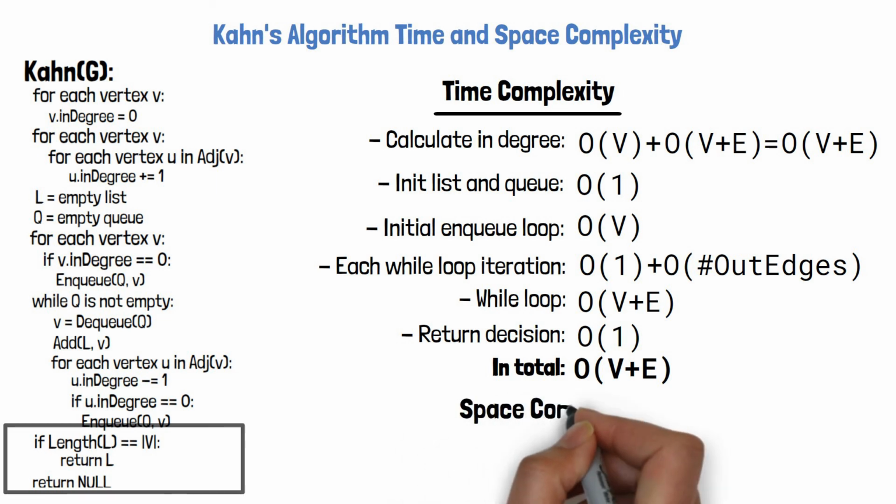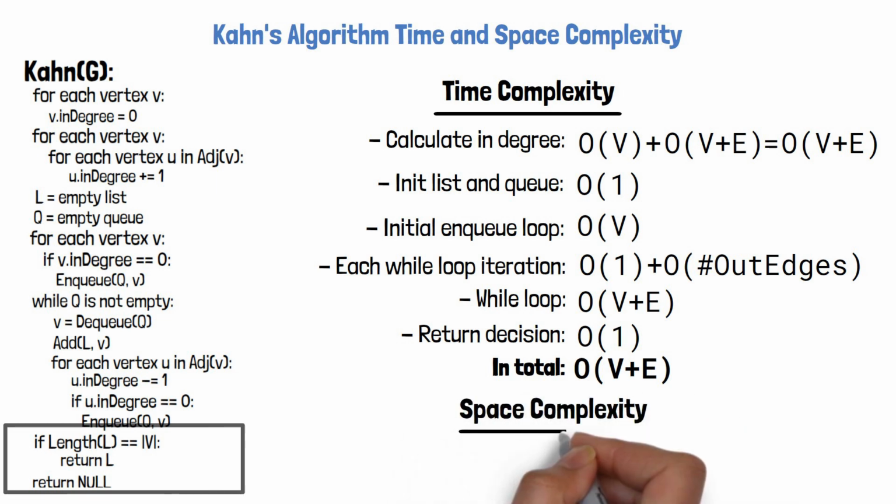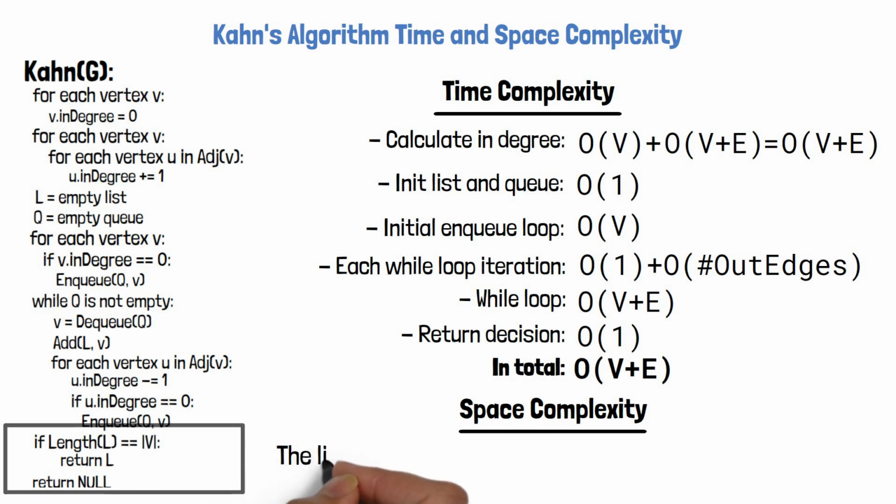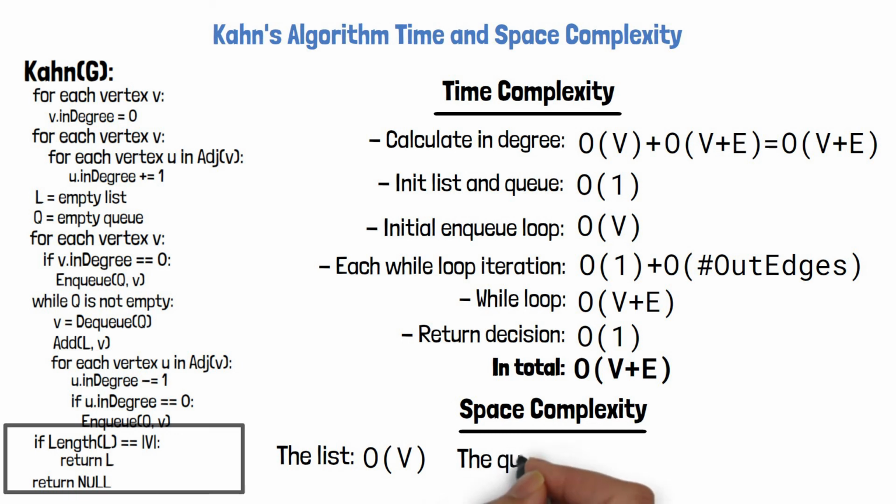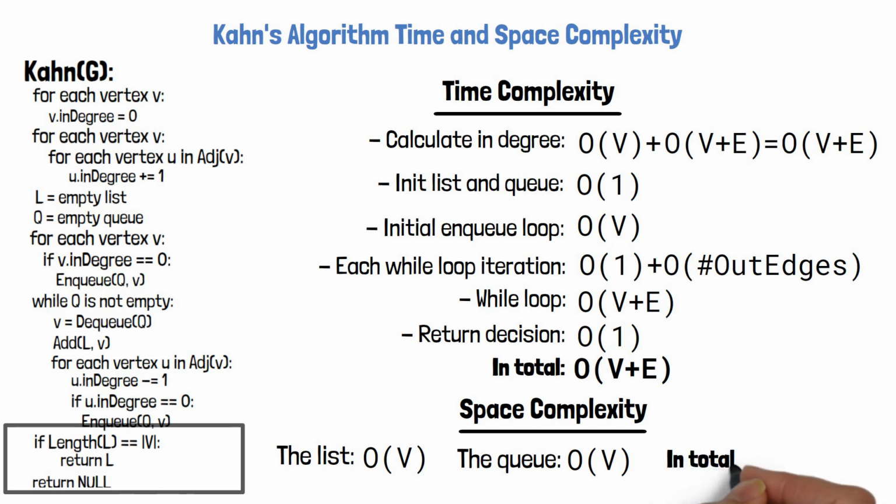What about the space complexity? Well, we have the list L that saves the topological sort, which can grow to the number of vertices, so it costs big O of v, and the queue, which at the worst case can grow to the number of vertices as well, so it costs big O of v as well. Therefore, in total, our space complexity is big O of v.